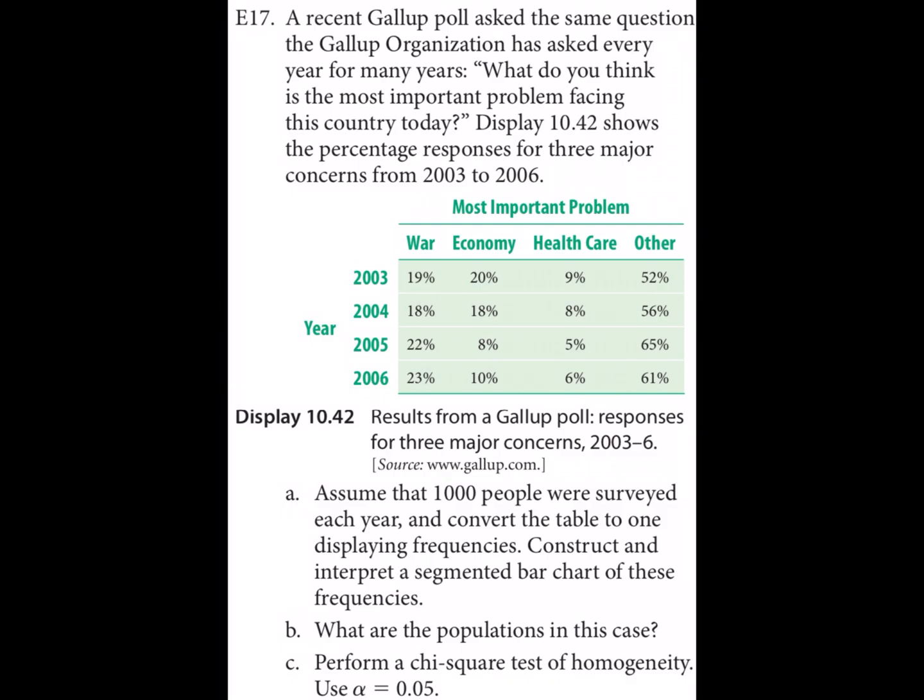Now, once we convert them to our frequencies, you'll notice in Part A it says to create a segmented bar chart. Obviously, I'm not going to ask you to do that on the quiz because I want you to be able to type in as much of your answer as possible. I know some of you have been sending me screenshots, which is fine, but at the same time, I don't want to force anybody to do that. So I'm just going to show you what that segmented bar chart should look like.